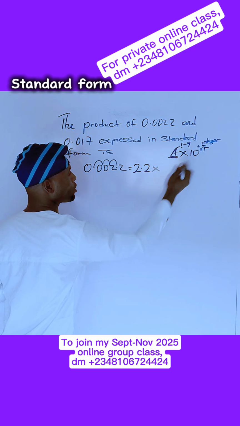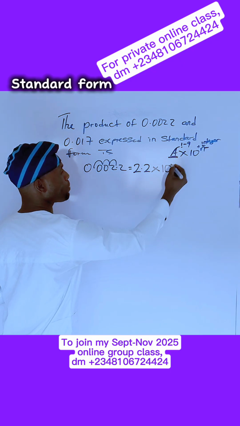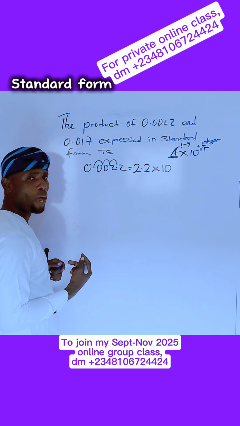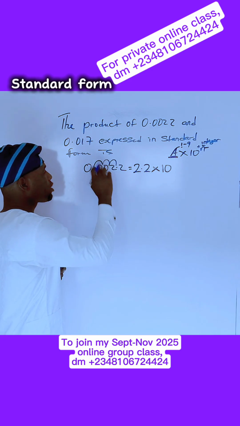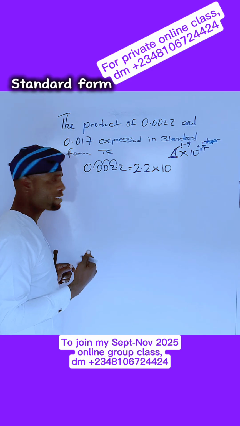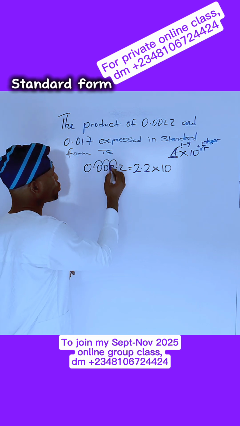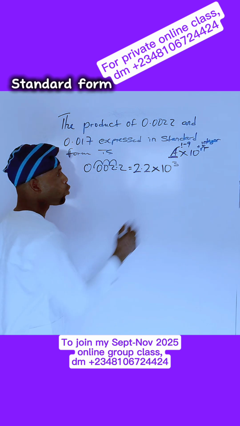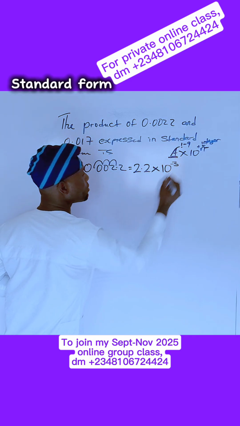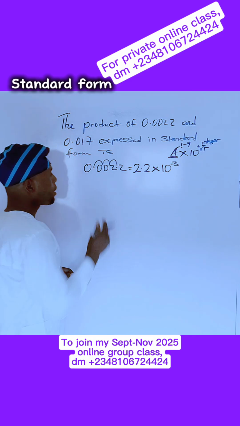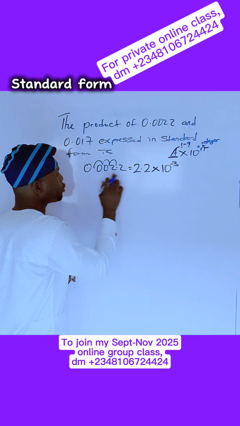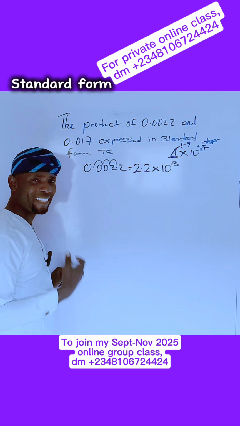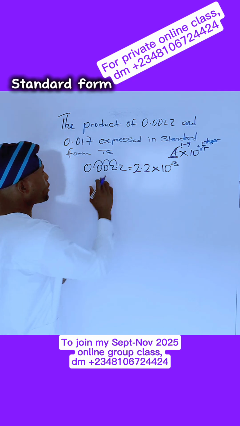Times, let's come to this part. Times 10 raised to power n. What is our n? Our n is the number of times we have moved the decimal point. How many times? 1, 2, 3. We put it. Are we putting just 3? No. We are going to make it minus 3. Why? Because the number we are expressing in standard form is less than 1. We are through with the first number.